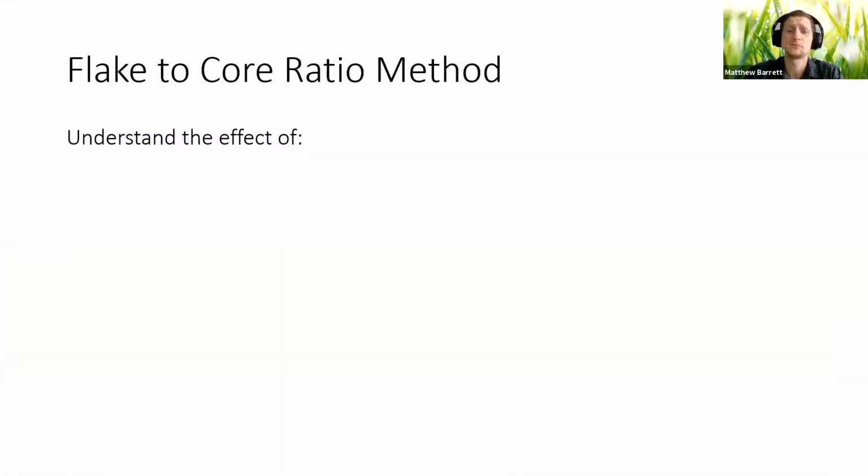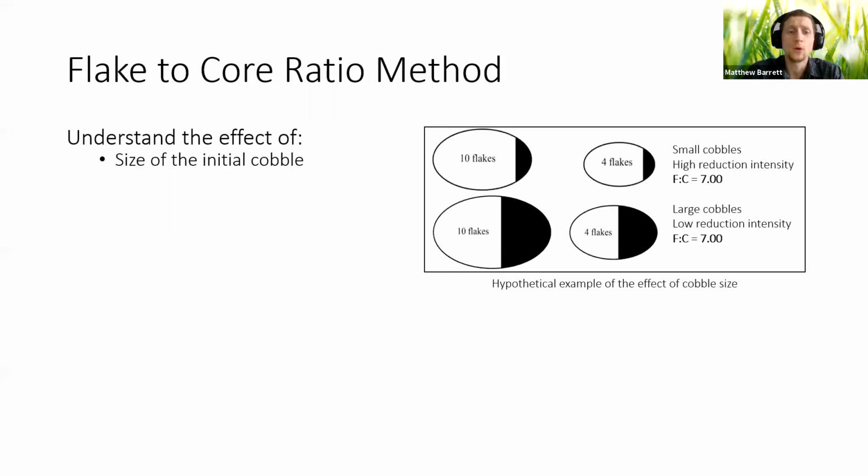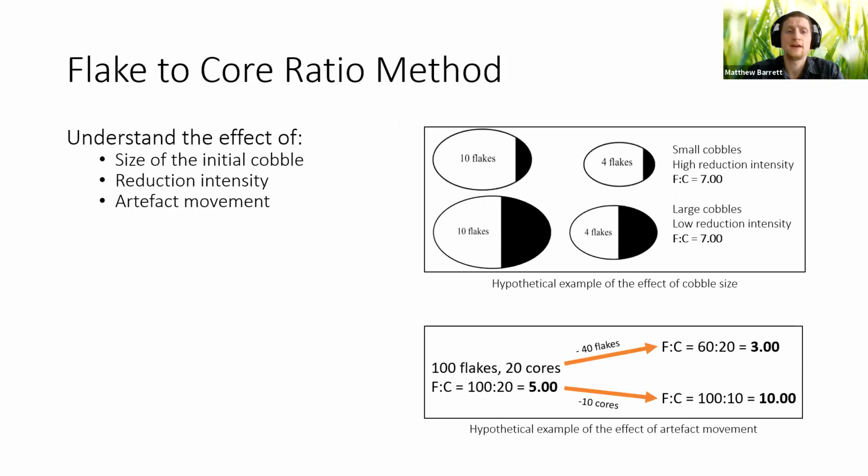However, three main factors preclude interpreting flake to core ratios at face value. One is the size of the initial cobble. Holding all else constant, two different size cobbles will provide different numbers of flakes. Another is differential reduction intensity. Simply put, more flakes generated per core increases the flake to core ratio. And a third factor is artifact movement. Holding all else constant, removing flakes from an assemblage decreases the ratio, whereas removing cores increases it, and vice versa.